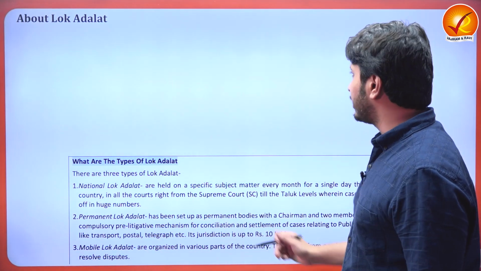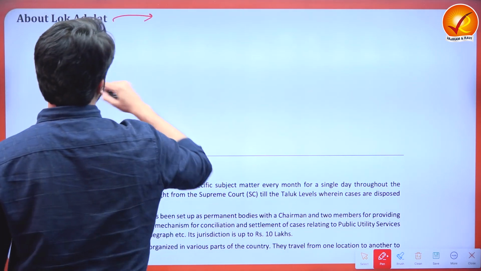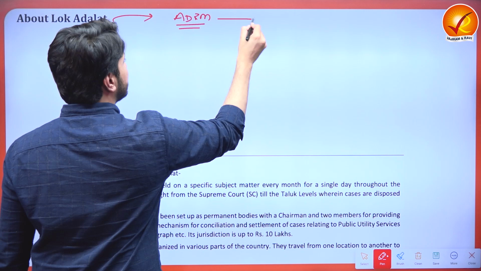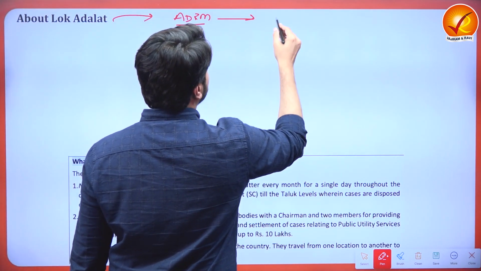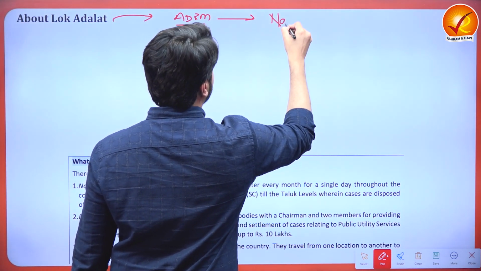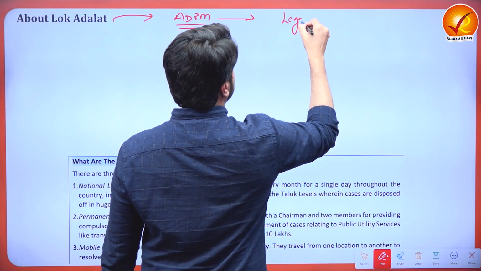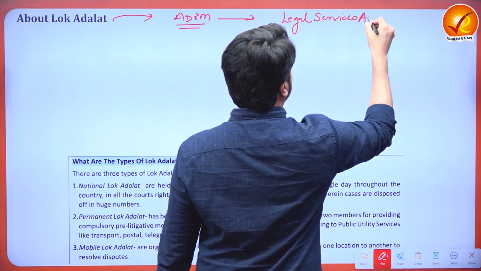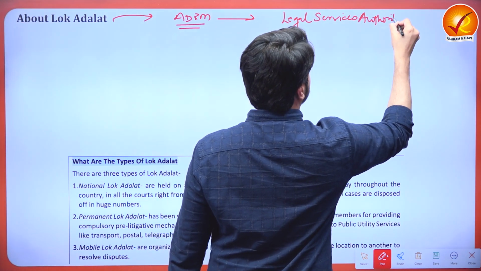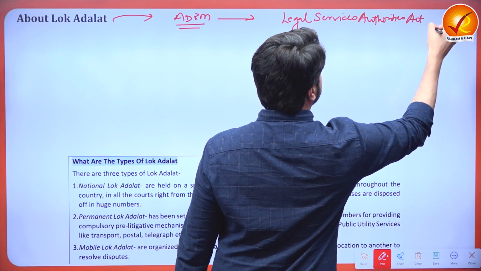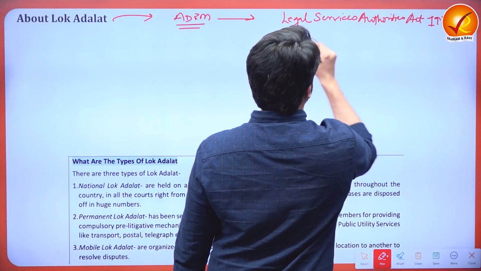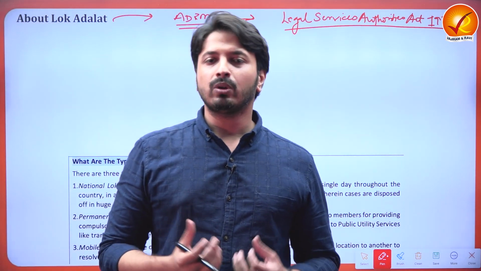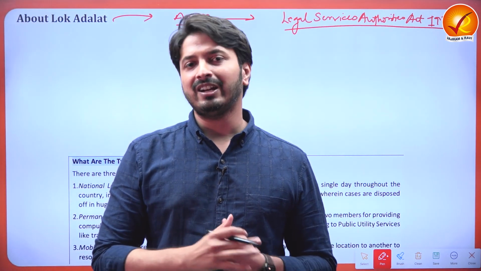Now, what do we actually understand by Lok Adalat? As you already noticed, it is a type of ADRM which has statutory backing in our country by the Legal Services Authorities Act of 1986. So this particular act provides the bedrock for the Lok Adalats in our country to actually provide speedy justice.